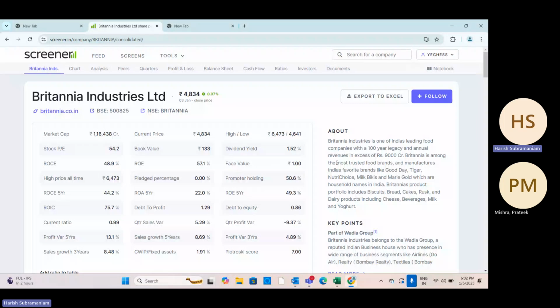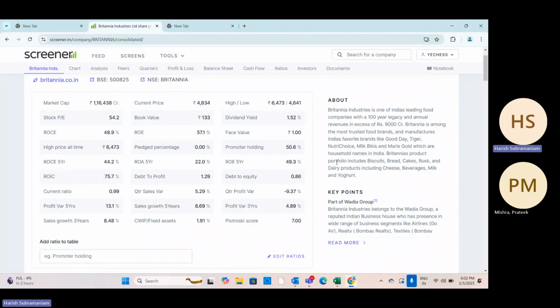So last time we were discussing some ratios and then we started discussing how to use the PE to predict when to buy a stock and when not to buy a stock. Today we'll start looking at things a little more in detail. So we've done most of these ratios.